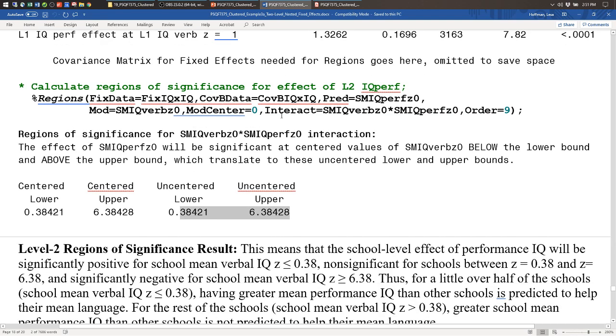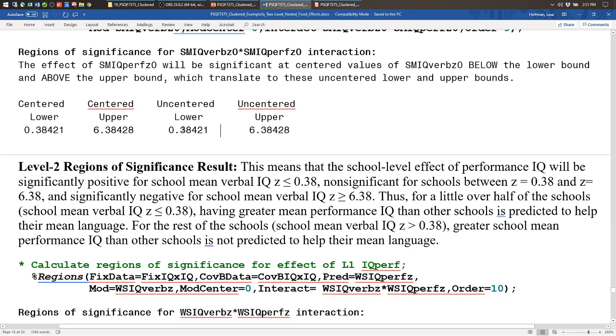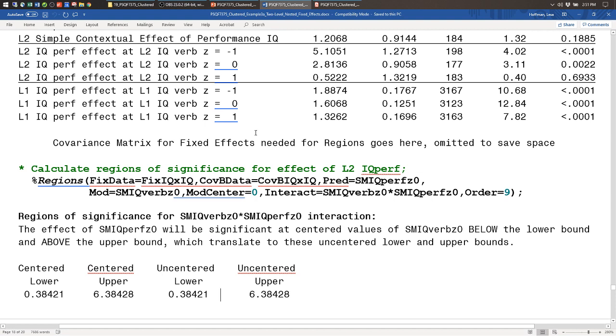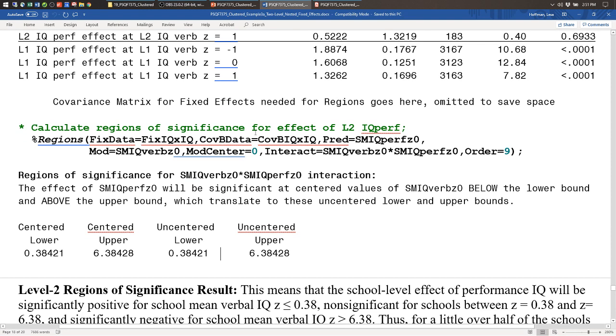Cool. So for about half the schools, performance IQ matters, but once you get high enough on verbal, it doesn't matter significantly anymore.